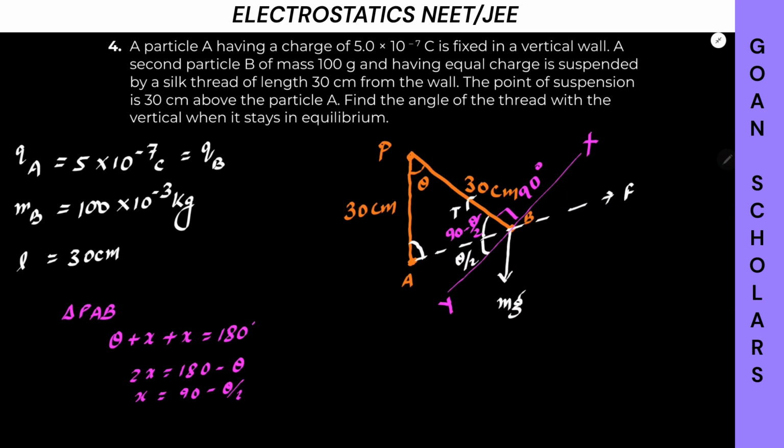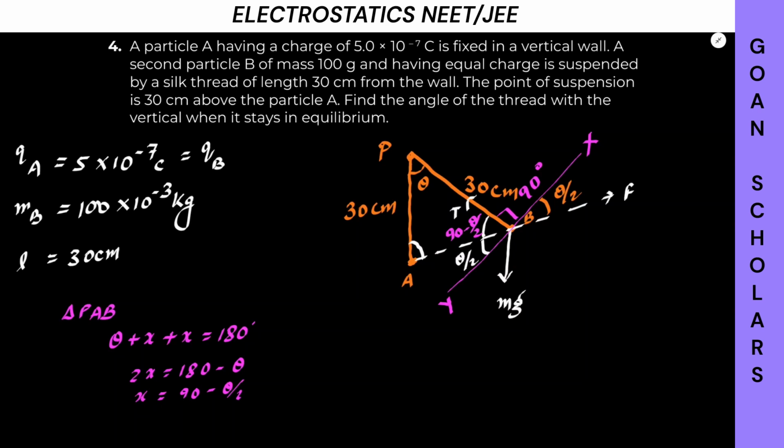And if this is theta by 2, then be very careful, this angle will also be theta by 2, that is vertically opposite angles. I hope this is clear. Angles are very important here, then only we can understand our basic concepts. Great. So we are done with the angles now.